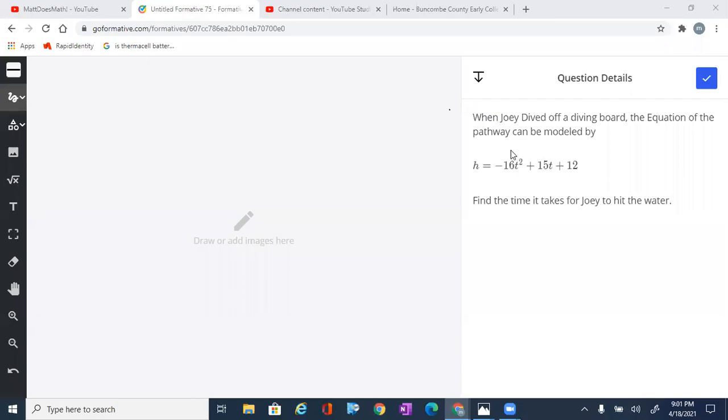All right, guys, so we're going to be looking at completing the square on a quadratic in order to find the x-intercepts of a graph. So let's go ahead and start with it.